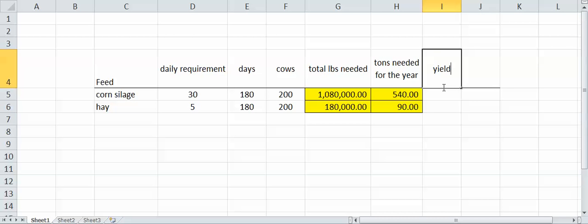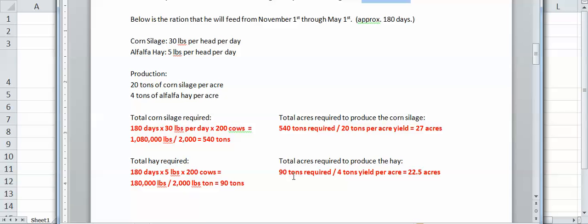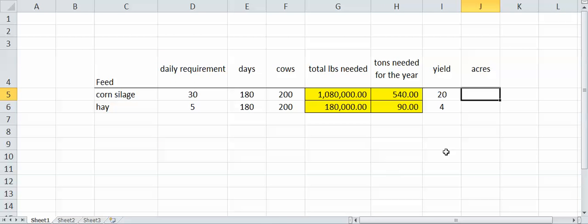Now I know the yield, so I'm going to type that in here. And I yield 20 tons of corn silage per acre and 4 tons of hay. I need yield because I need the computer to tell me how many acres of each feed I need. And remember, when I did it by hand, I took my tons of feed required divided by my yield per acre to get acres required. So let's come up here. Acres needed equals my tons needed divided by my yield. And I could drag that down again.